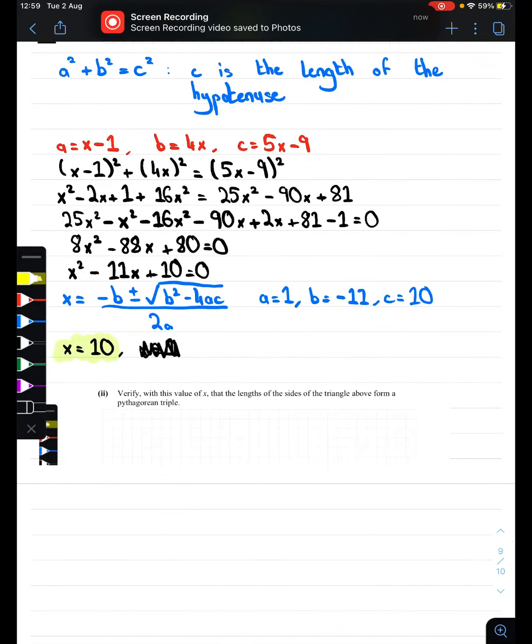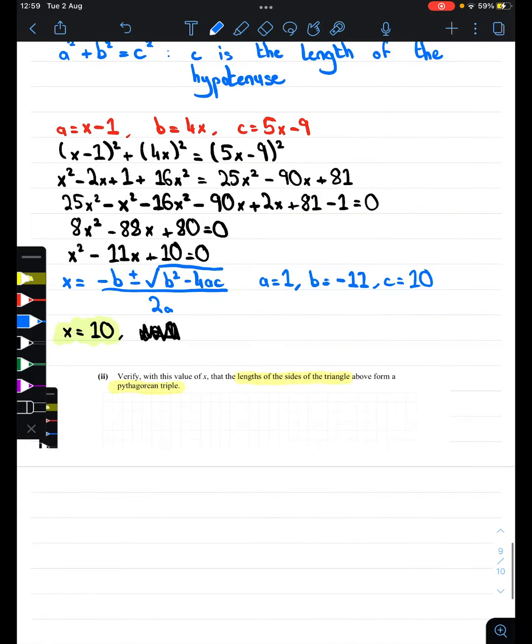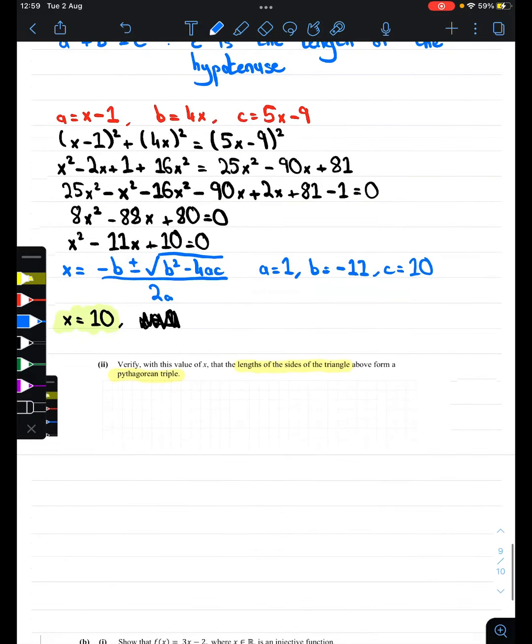Now, on to part 2. Verify with this value of x that the lengths of the sides of the triangle above form a Pythagorean triple. Well, what is a Pythagorean triple? Straight away we've got a weird term, so let's define that, and that might make the question easier and give us some points straight away.